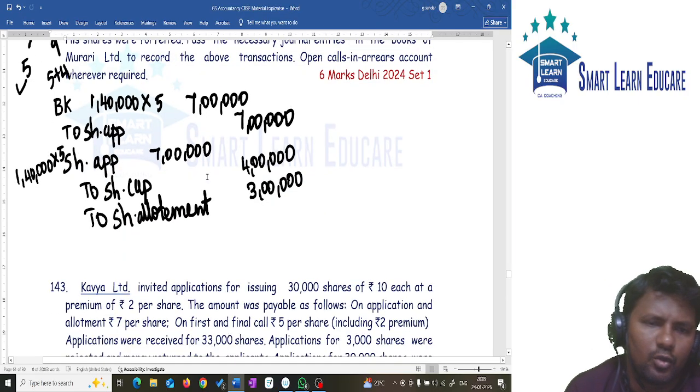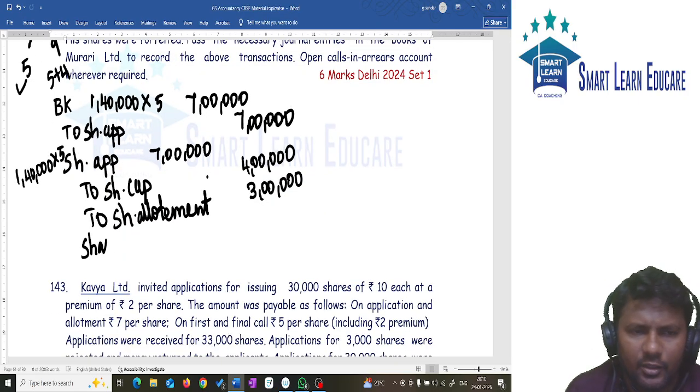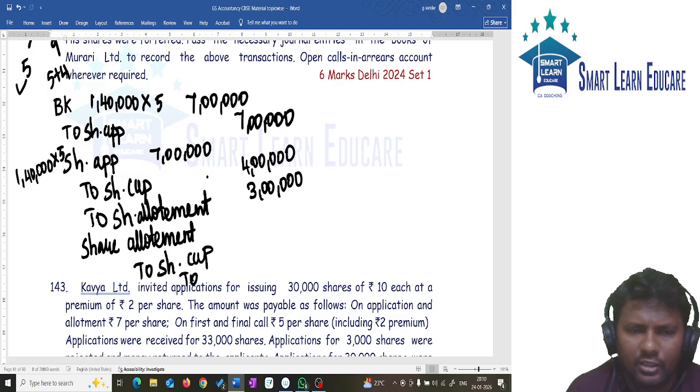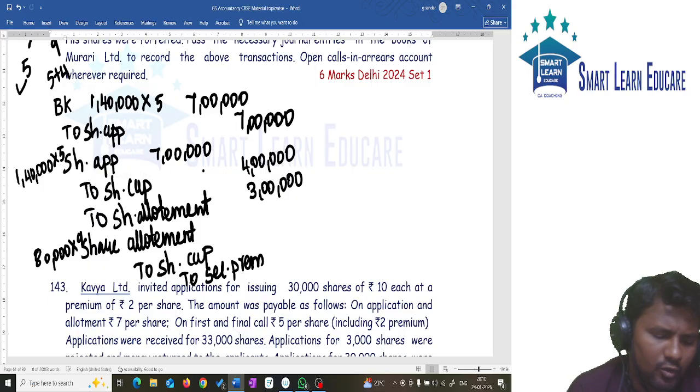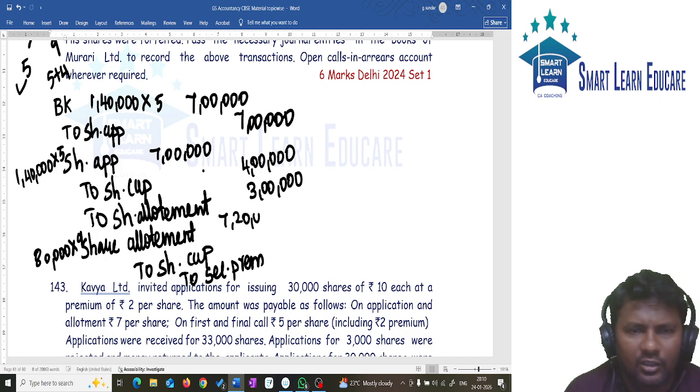Next, share allotment due entry. What is the entry for share allotment due? Share allotment account debit to share capital, also to securities premium. What is the amount of share allotment? Totally, we have issued only how many shares? 80,000. So maximum we can allot only 80,000. So 80,000 into allotment we have to pay 9 rupees. 80,000 into 9 will give you 7 lakhs and 20,000.